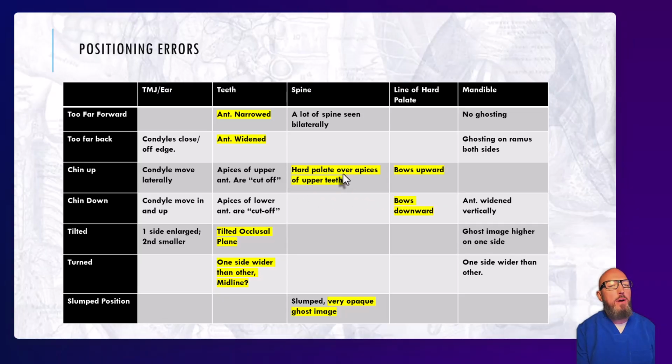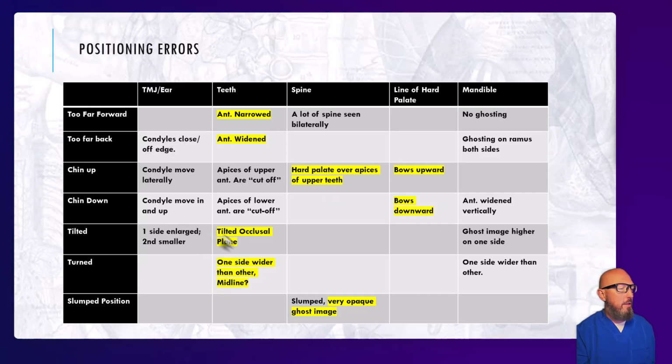And so this is the one I already mentioned. If the chin is up, the hard palate line gets superimposed over the upper teeth. That's bad. What about too far forward or back? Well, if I'm too far forward, meaning the anterior teeth are not in the little slit that they belong in, because of magnification and minification in panoramic imaging, the anterior teeth are going to be narrowed. You'll probably also see a lot of the spine. But if they're too far back, so the teeth are not in the notch, but it's back behind that bite notch, then those anterior teeth are going to appear widened and you may cut off the condyles.